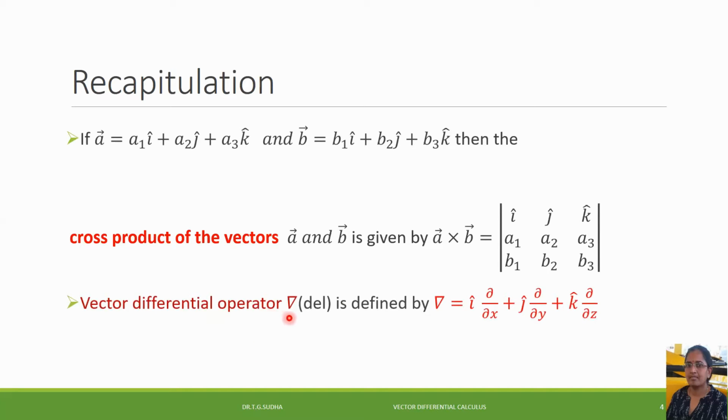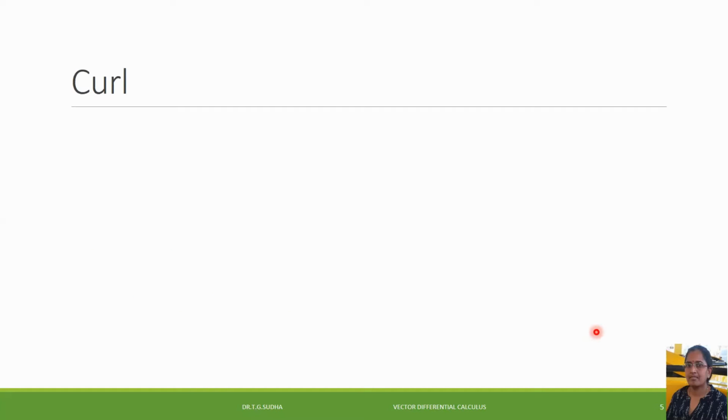Vector differential operator del is defined by del is equal to i into dou by dou x plus j into dou by dou y plus k into dou by dou z. Now let us move on to curl of a vector field.